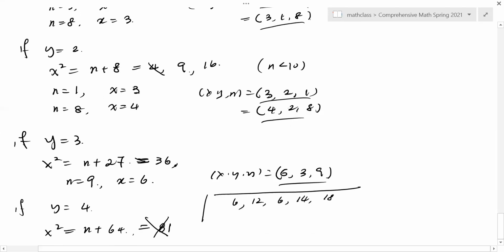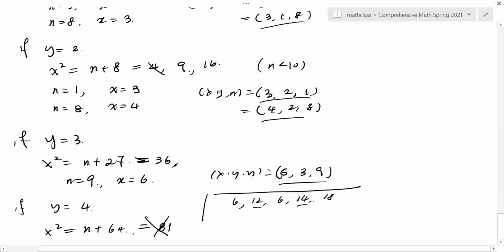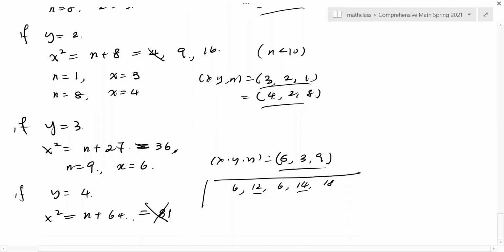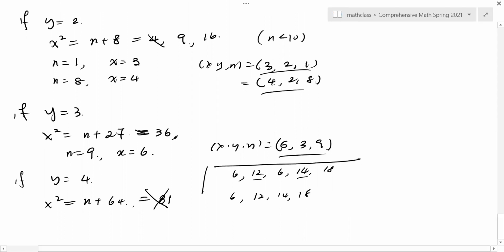So 12 and 14 are the numbers, right? So you have 3 different, 6, 12, 14, 18. So you got those numbers, right? Yeah, you got those numbers. So the answer will be 12 by 14 divided by 2. Right.